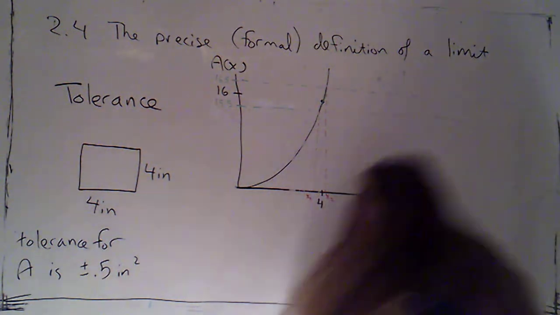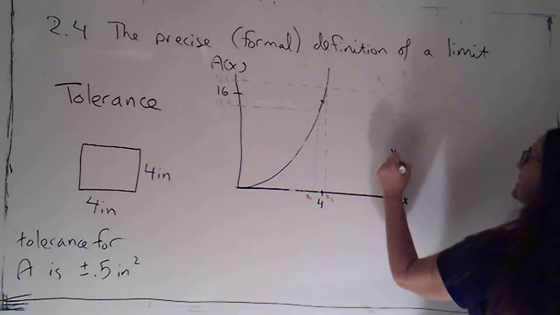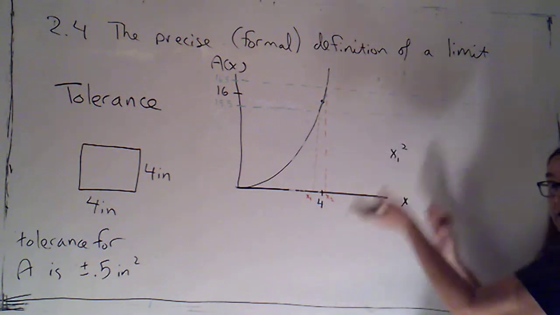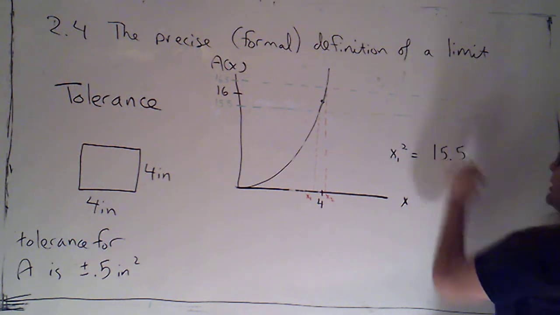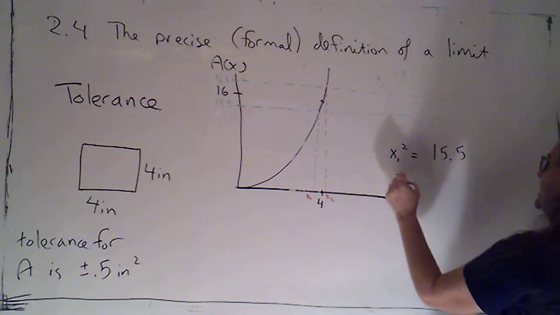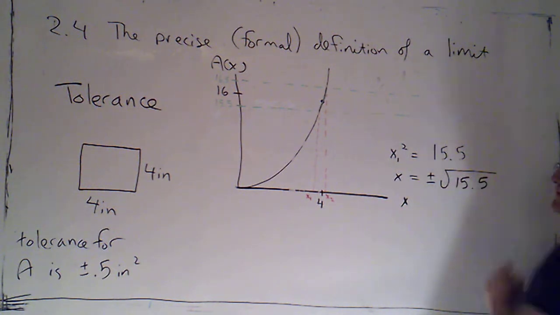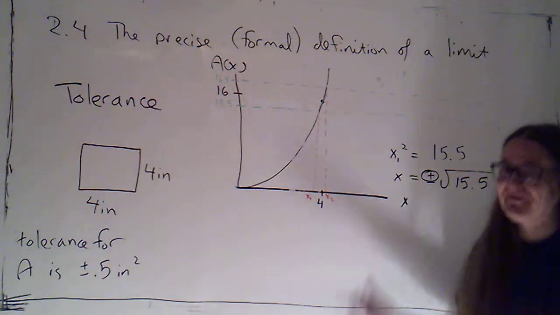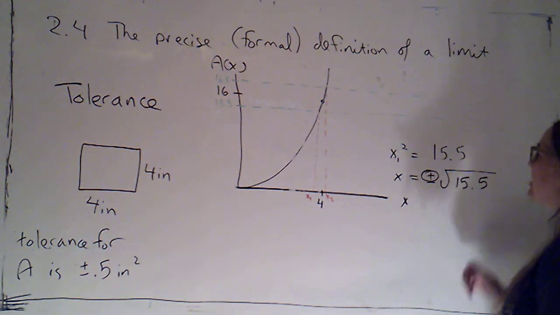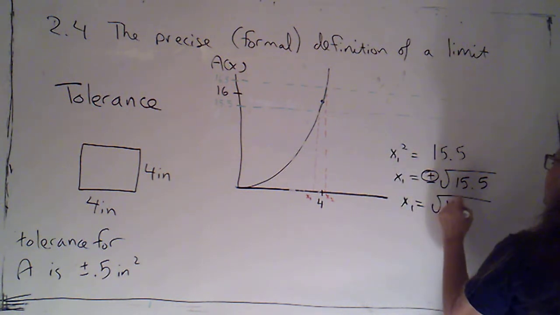Let's see if we can figure them out. I know that if I plug in x1 to this area function, which has me square it, I'm going to get 15.5. Now, algebraically, that would mean x is one of two things, plus or minus the square root of 15.5. But I can see x is positive. It's a side length. So my x1 is the positive square root of 15.5.